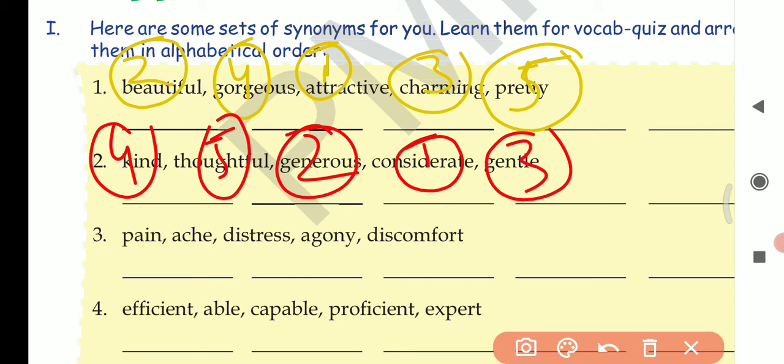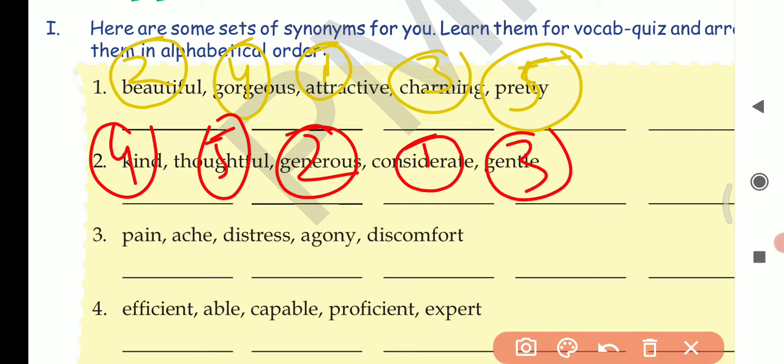So with A we have two words, ache and agony. Ache means pain. We say stomach ache, headache. That refers to ache. So which word will come first, ache or agony? See, A is common in both the words.